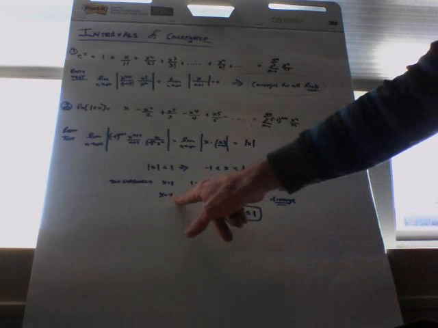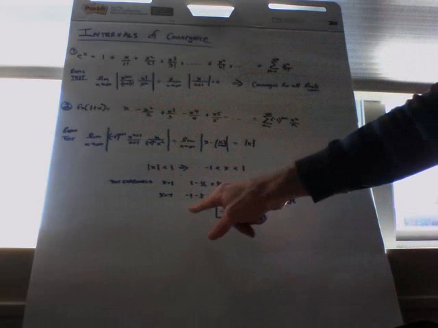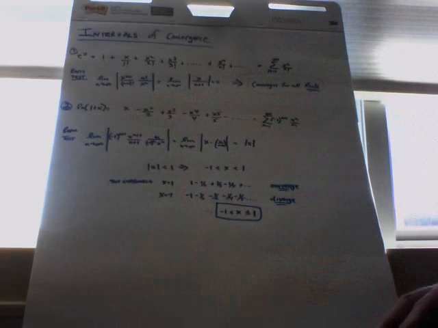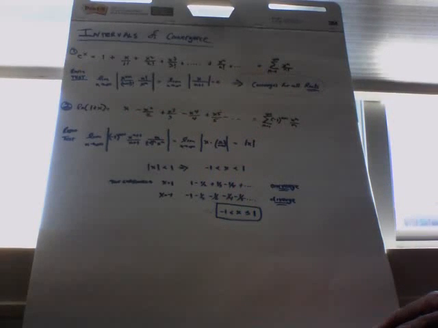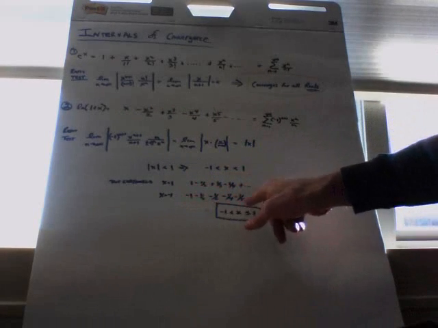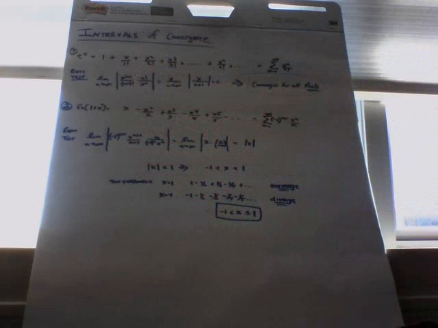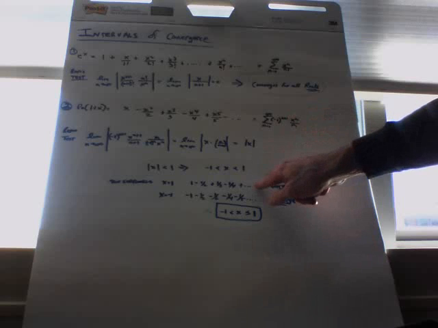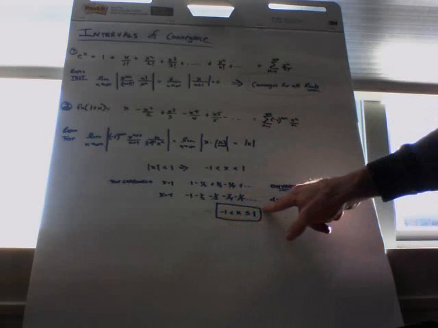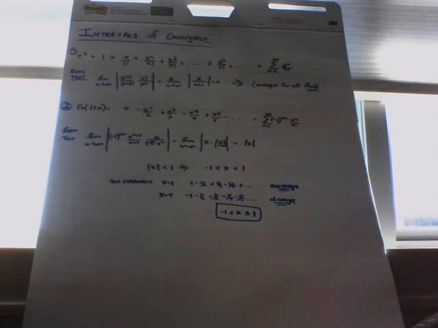When I set x equal to negative 1, carefully putting it in, I get negative 1 minus 1/2 minus 1/3 minus 1/4 minus 1/5. That is going to diverge. That is the negative of the harmonic series. So it converges at 1, but not at negative 1. So my final interval of convergence is negative 1 is less than x is less than or equal to 1.